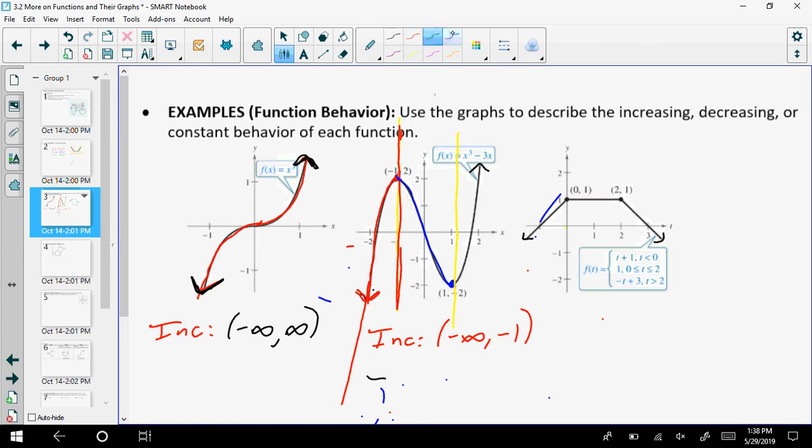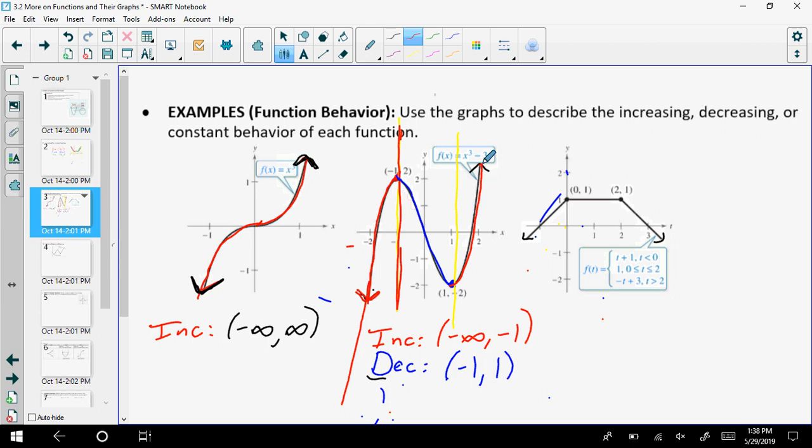So we would say we're decreasing from what x to what x. Look at my walls, my yellow walls. From negative 1 to 1, the graph was falling. And then after that yellow wall, the graph is going up again. So that's another increasing interval.